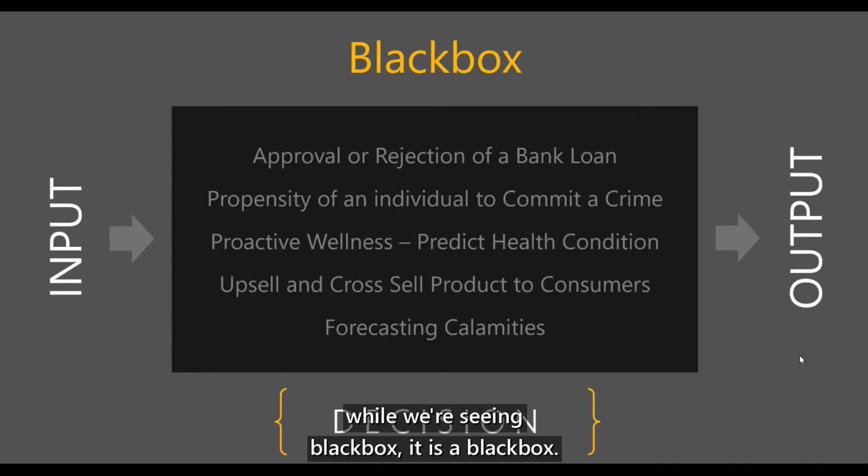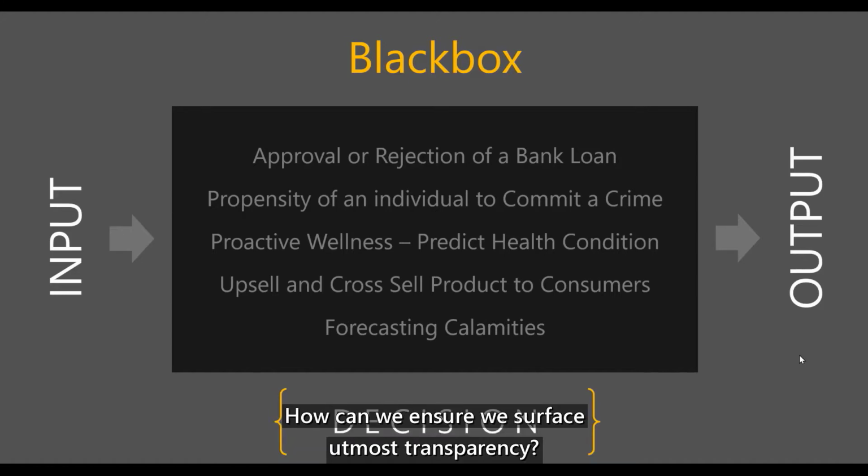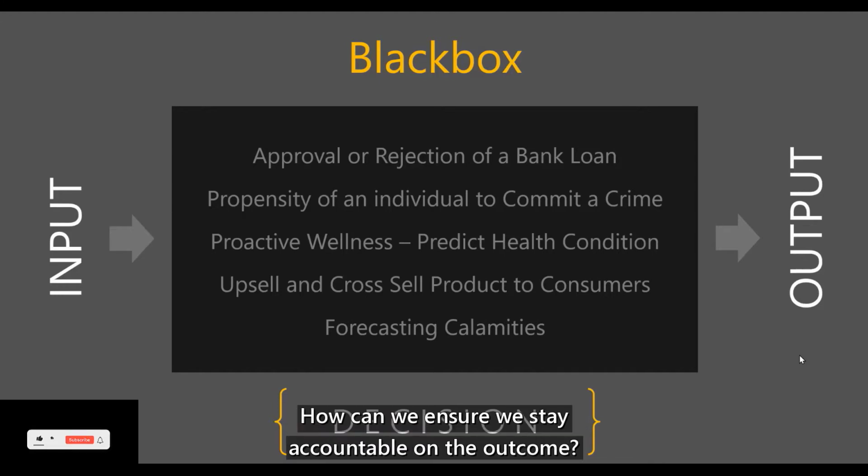While we're saying black box, it is a black box, and how can we ensure we can peek into the black box and understand what has gone into the outcome that has happened? How can we ensure we surface utmost transparency? How can we ensure we stay accountable on the outcome, right?